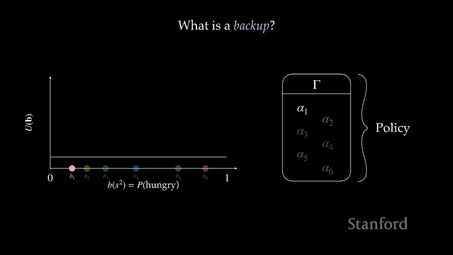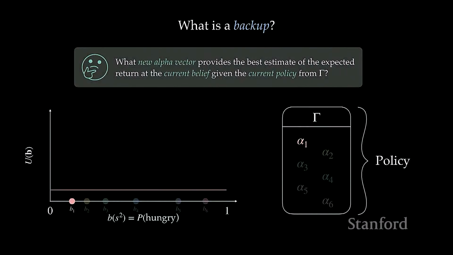And the way that we do this is we first say, okay, we're going to do this for a particular belief. So every time we perform a backup, it's just at one of our particular beliefs. So for example, b1, we'll just take the first one. And we're going to ask ourselves, okay, what new alpha vector could we replace alpha 1 with that's actually a better estimate of the expected return at the current belief, given this current policy that we have represented here? Basically we're going to generate a new alpha vector that gets closer to what the true expected value function is. Intuitively, that's all that's happening.